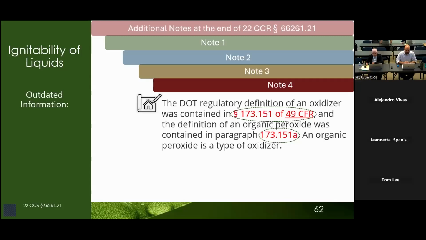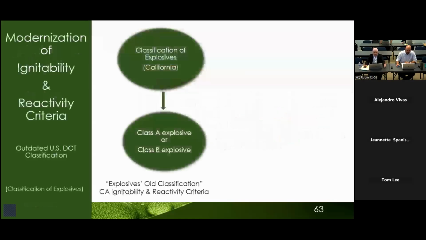DTSC agrees with this modification and recommends following the US EPA's efforts to update and clarify the regulations, ensuring they are streamlined and up to date by deleting or removing these additional notes. Another example of the modification is the old classification system of explosives, which is still referenced in California regulations for ignitability and reactivity criteria. This classification is based on several decades old US DOT standards.